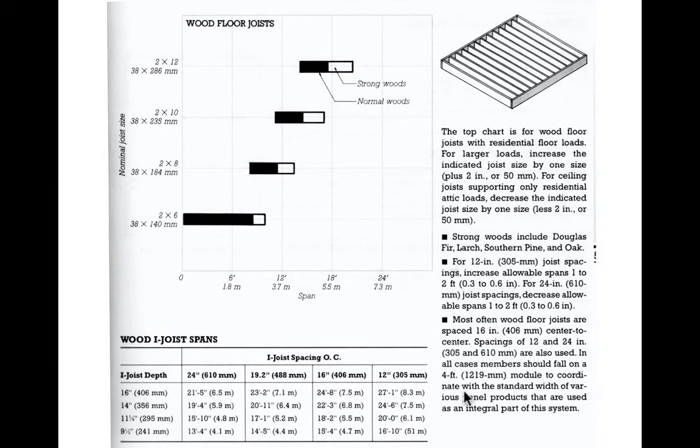Joists, a similar table. Note that we've got 2x6, 2x8, 2x10, 2x12, and then here we have typical spans for those joists. Depends a little bit on the species. We're almost always working with strong woods when we're doing wood framing, so something like southern pine or Douglas fir or oak.